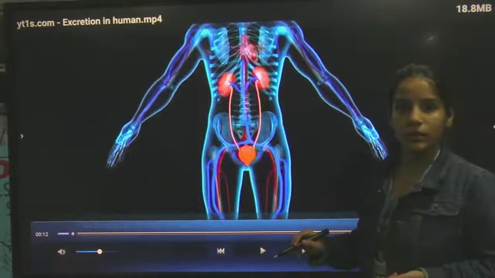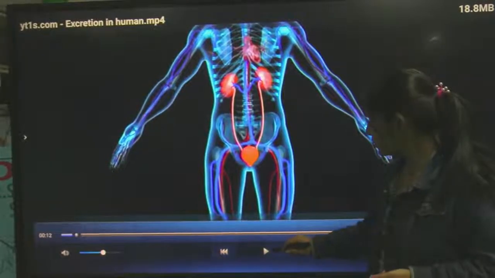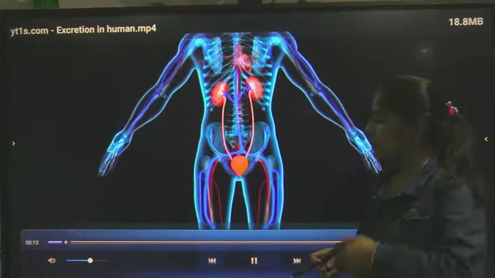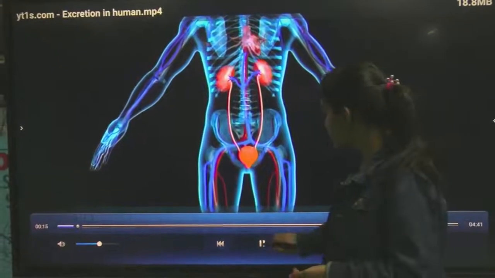So can I start? Harmful metabolic wastes from the body.